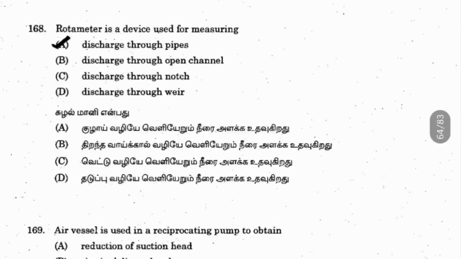168, rotameter is a device used for measuring what? It is used for measuring the discharge, but through pipes. Okay. It will be like a sharp-edged thing fixed within the pipes. Based on the surface area that the water hits, the discharge will be calculated.